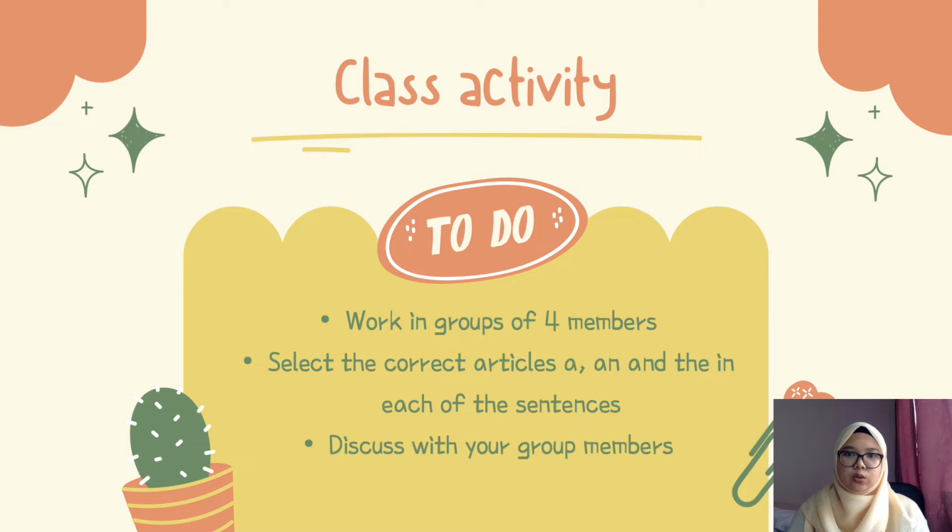Now we are going to do a little bit of class activity. You're going to work in groups of 4 members, and you just need to select the correct articles, a and the, or maybe dashes, meaning no specific article can be included in the text. You just need to discuss with your group members. You are going to receive blank spaces in a short text, and discuss what articles are suitable to put in each of the blanks. Let's take a look at the short text.